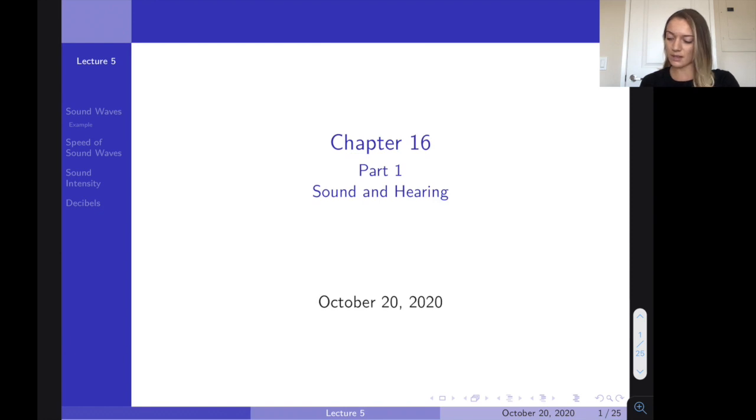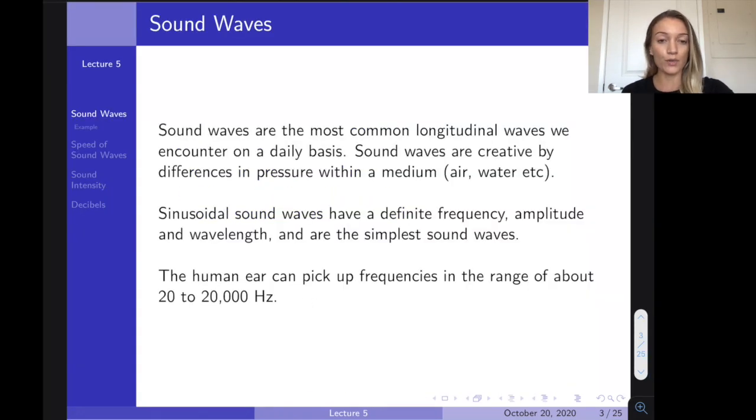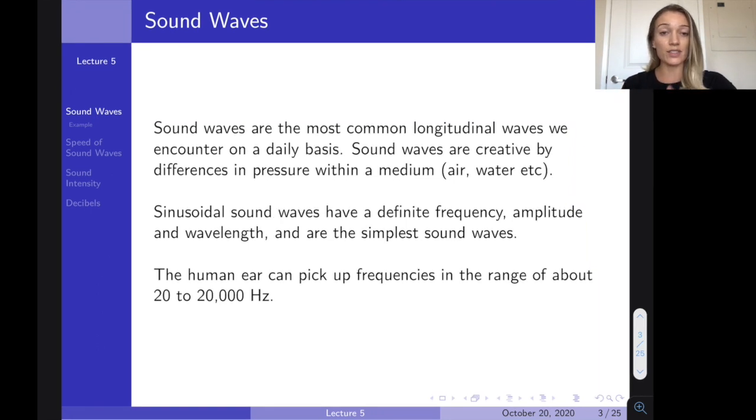Okay, so let's talk about sound waves. As we said in our previous lecture, sound waves are a type of longitudinal wave, and they're the most common type of longitudinal wave that you'll encounter in your day-to-day life, since all of sound is a longitudinal wave. And sound waves are created by differences in air pressure, or within whatever medium you're looking at. So you can have sound waves in water, sound waves in solids, and sound waves in air is obviously the most common. Also, a sinusoidal sound wave is the simplest one that we're going to look at today. So a sinusoidal sound wave will have a definite frequency, a definite amplitude, and a definite wavelength.